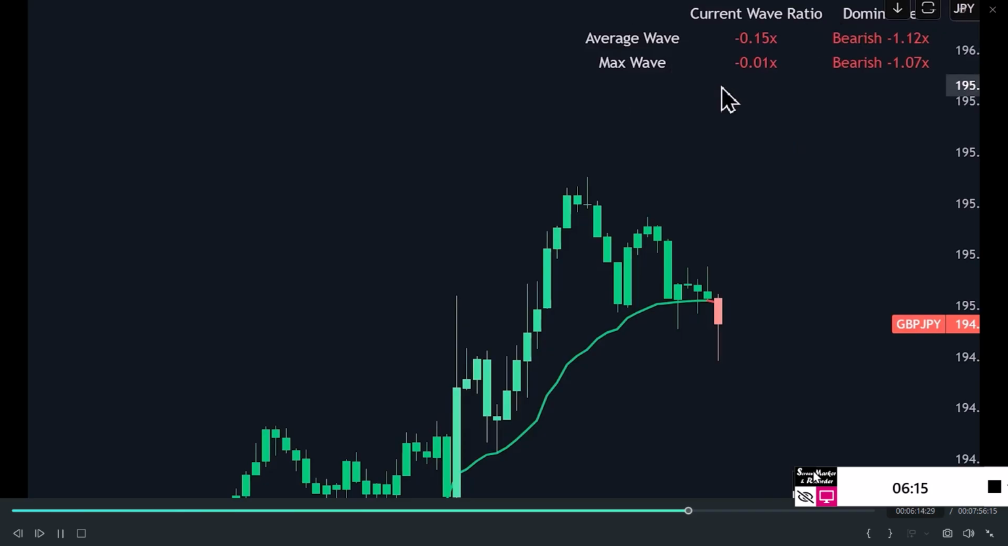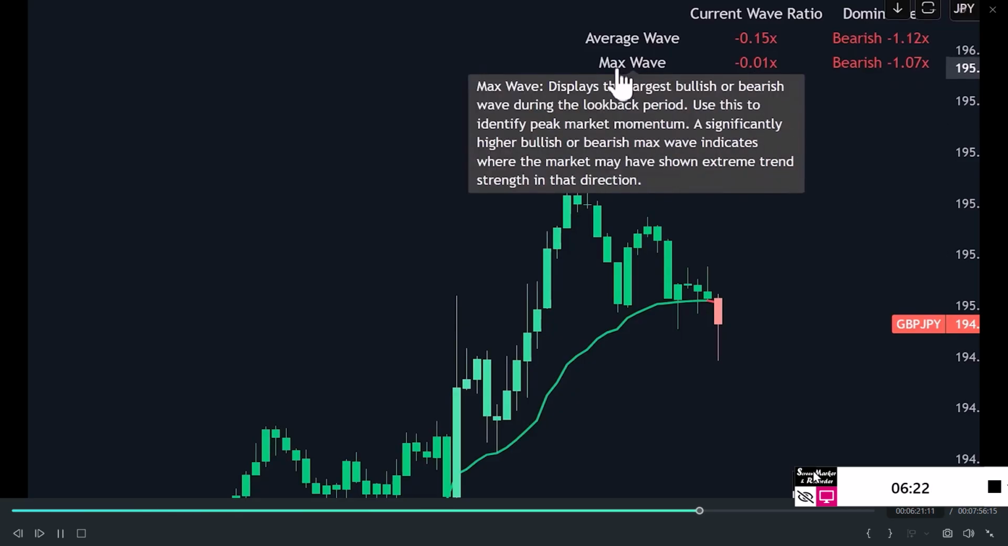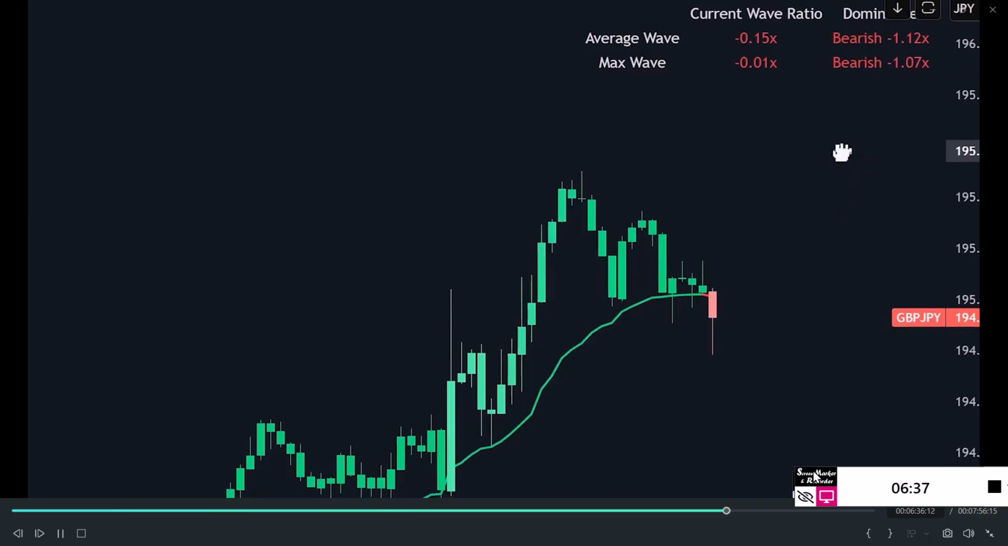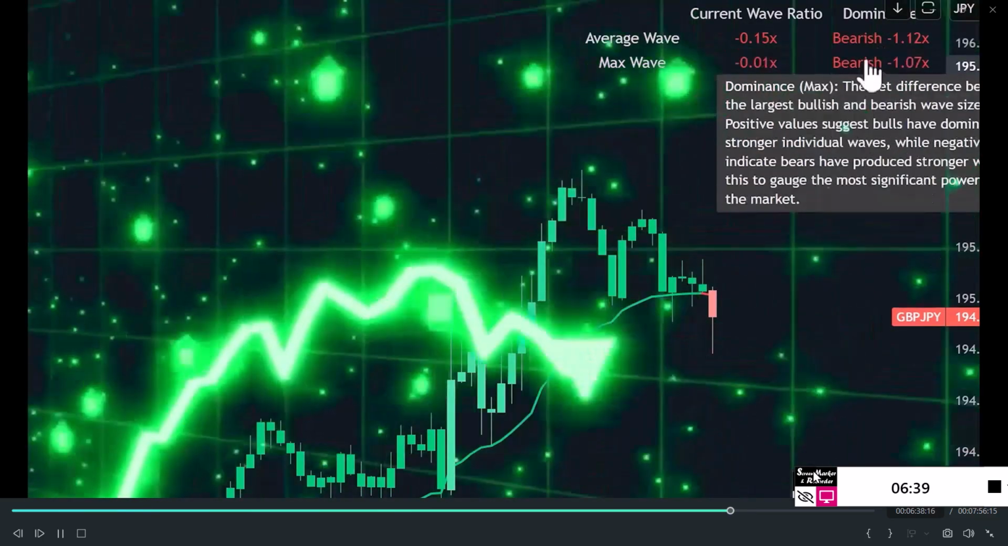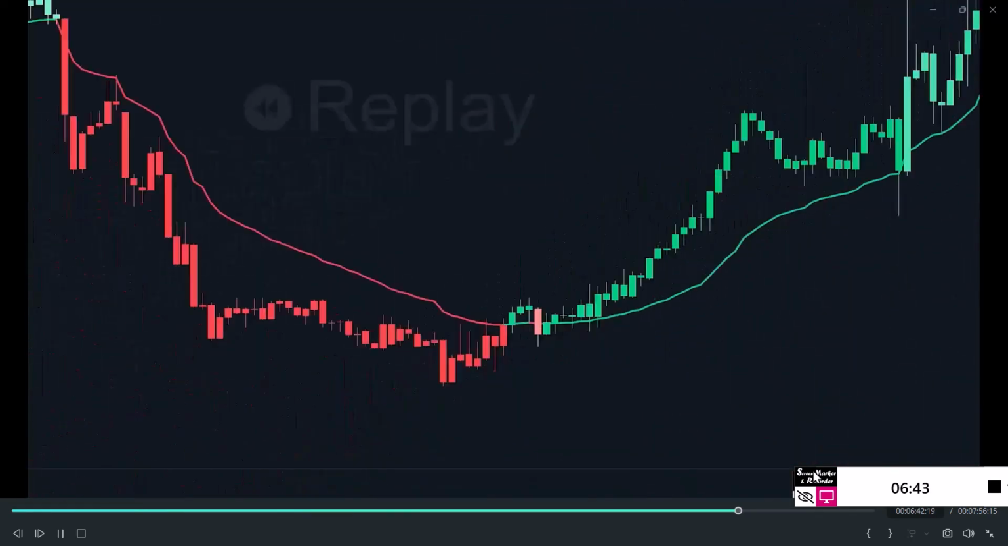It looks at things like the average size of bullish and bearish waves, the maximum size of those waves to spot peak momentum, and then it calculates a current wave ratio. This ratio tells you if the current move is stronger than historical averages. A value over 1 suggests the trend might be gaining steam. It also shows dominance, which basically tells you whether the bulls or the bears have been in control. Positive values suggest bullish dominance, while negative values point to bearish control. Oh, and you can also have the indicator color code your candlesticks based on the trend, which is another nice visual touch.